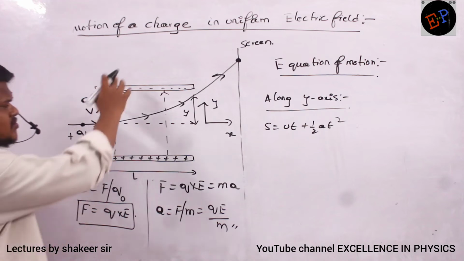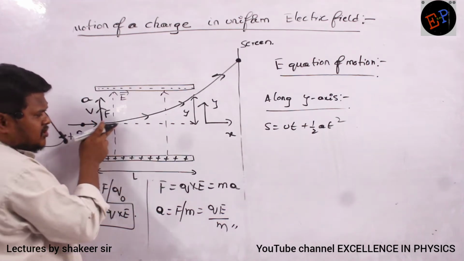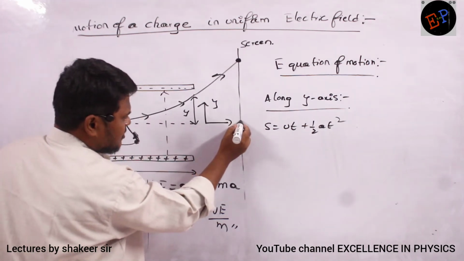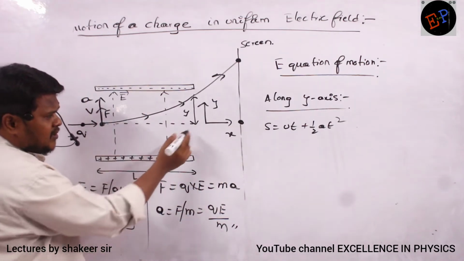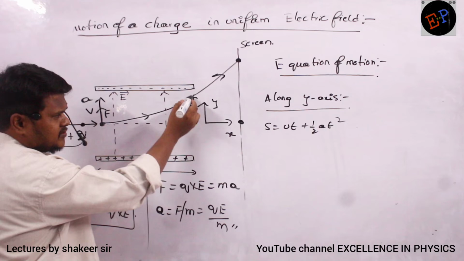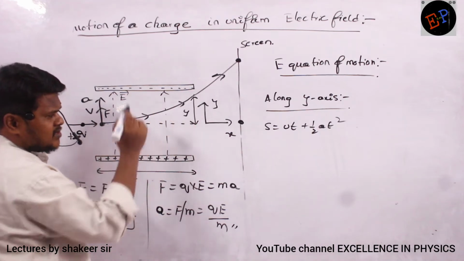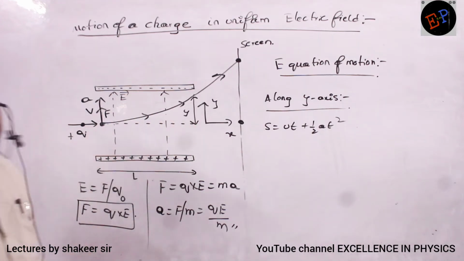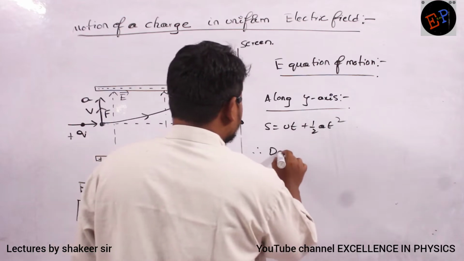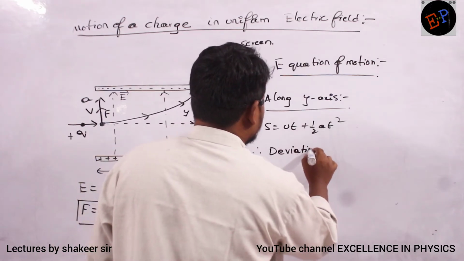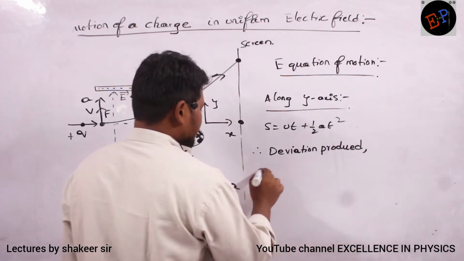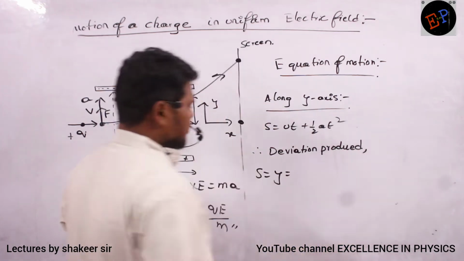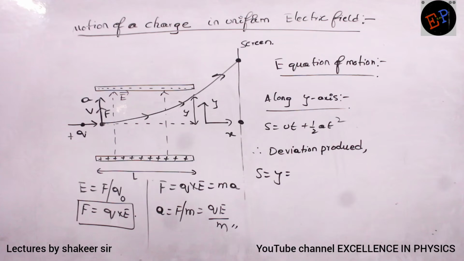If there is no electric field, the charge should have traveled like this and struck the screen exactly at the middle. But because of the electric field, it produced this much deviation. Clear, no? That deviation is nothing but y. Therefore, deviation produced, S is equal to y is equal to, now can you say what is the initial velocity?